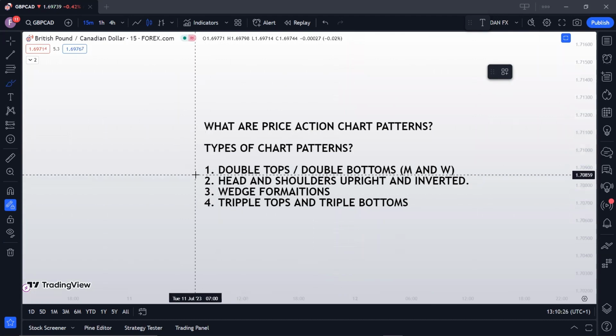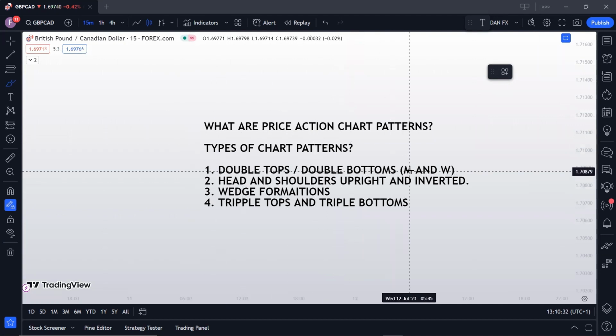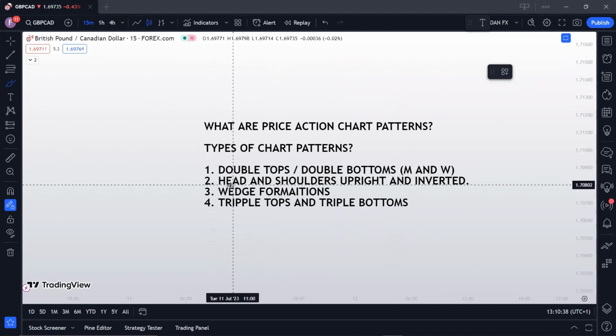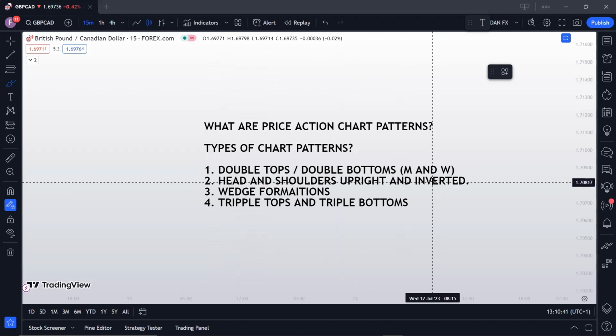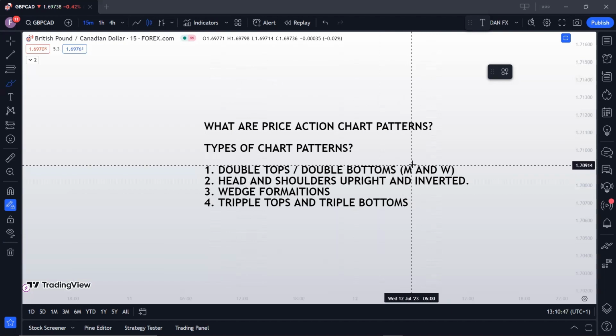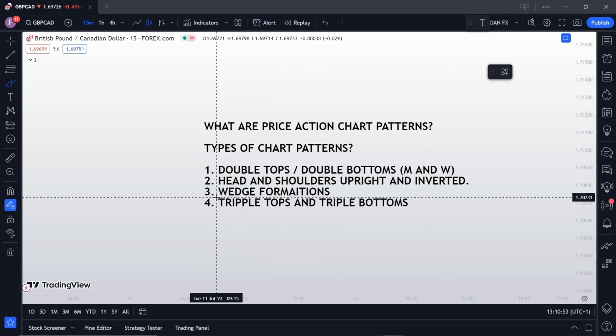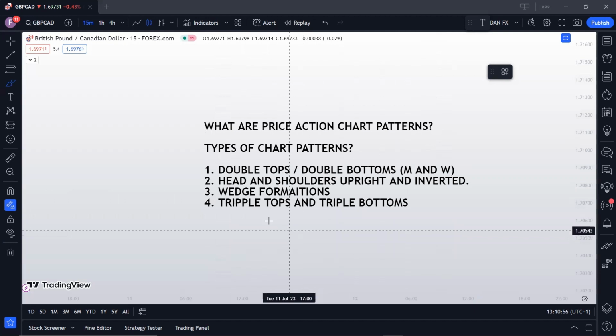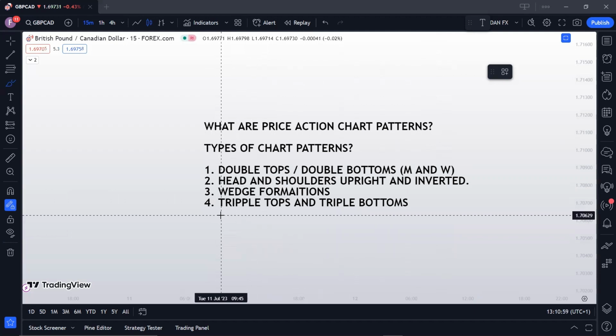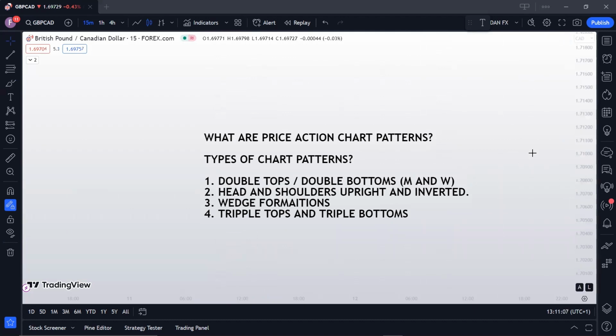And the number one is, yeah, basically four, right? So number one is double tops and double bottoms, which are also called M and W formations. It's mostly called M and W formations, but they are the same thing. The second one is head and shoulders, upright and inverted. So there's the head and shoulders, which is the upright one, and then there's the inverted head and shoulders. That's just like the M formation, and the W formation is just the inverted M formation, right? So number three, we have the wedge formations. And then number four, we have the triple tops and triple bottoms. Now, if you don't know what these are, I'm going to be showing you examples and drawing the diagrams and all that. All right, so let's go into the explanation.